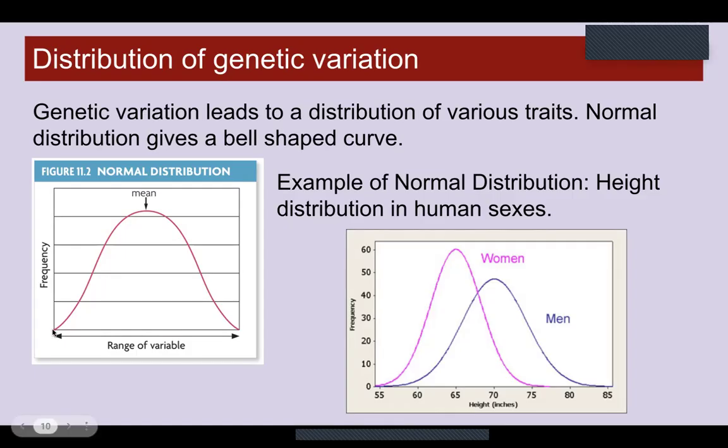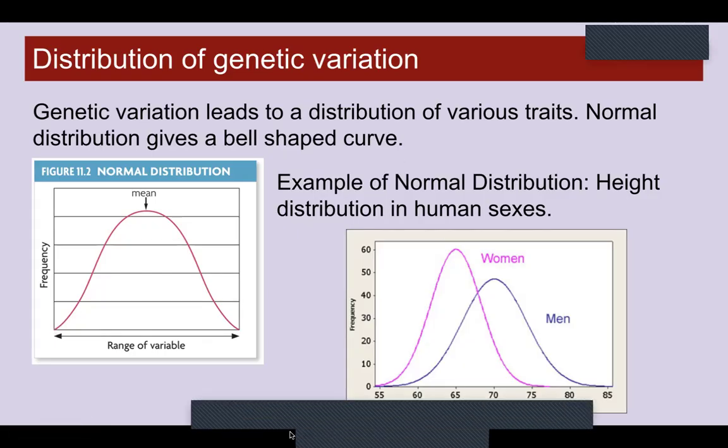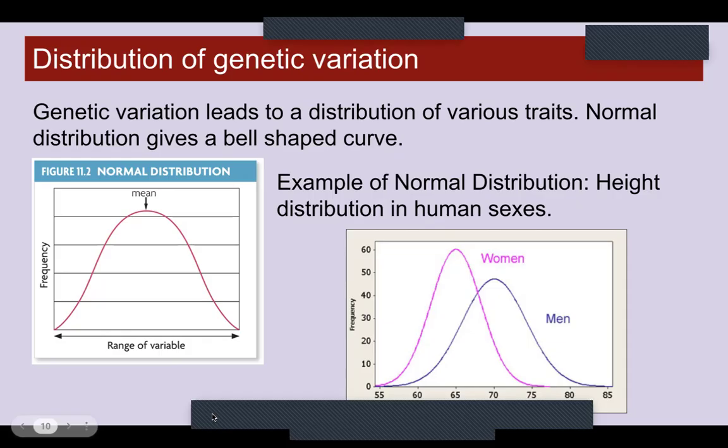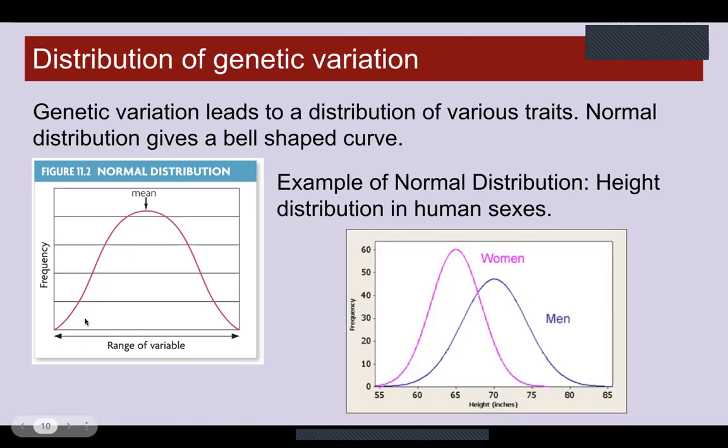So if you look at this graph on the left, you can see there's a range of the variable, which is going to be your variation. On the left is going to be the low end of the range. On the right is going to be the high end of the range. And in the middle is going to be the mean, the middle, the average.